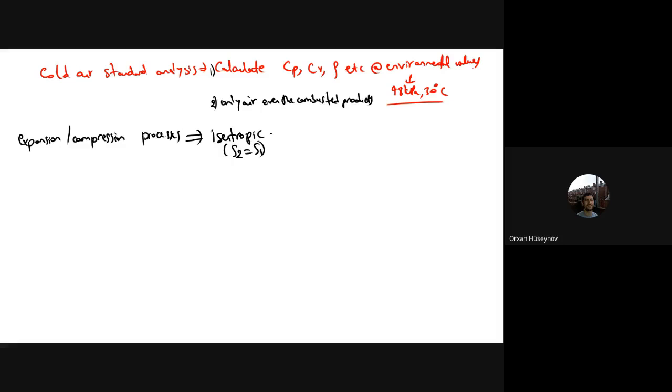When the isentropic condition is satisfied, the first requirement is that it should be internally frictionless, or it is also called internally reversible. Reversible is a more general term than frictionless. Anyway, internally frictionless, and the second one is that it is adiabatic. Now with this in our mind, let's start.